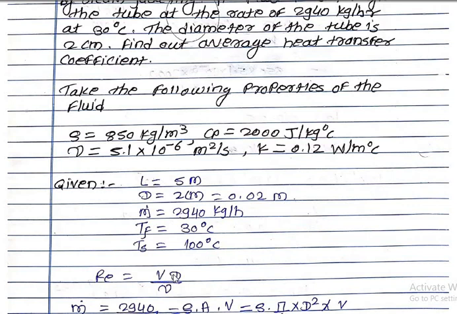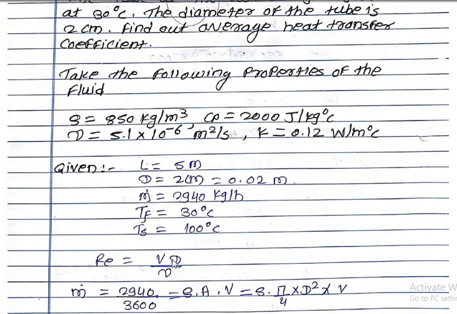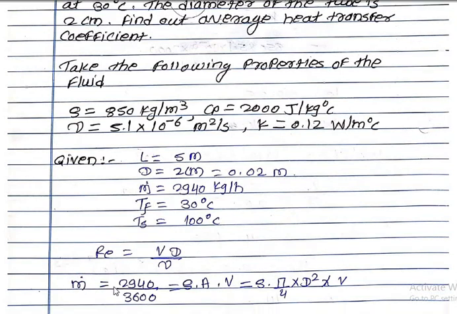So Reynolds number is equal to velocity multiplied by diameter divided by kinematic viscosity. Here the velocity we don't know, so for that purpose we have to consider the mass flow rate formula. Mass flow rate is provided as 2940 kg per hour. This mass flow rate we have to convert into kg per second.